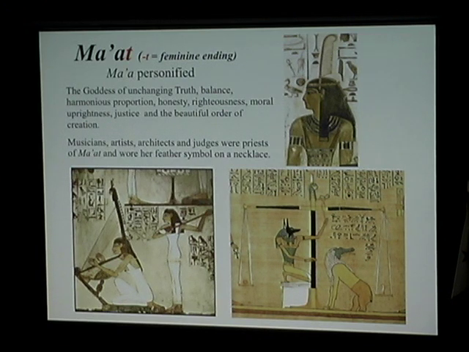Musicians, artists, architects, and judges actually were priests of Ma'at, and they wore this feather symbol on a necklace. Well, maybe we can understand why musicians and artists and architects might be interested in proper proportion. Musicians, of course, because the proportions of the ratio of a vibrating musical string determines the music that comes out of it. We see the Ma'at symbol on top of this instrument, and we see it on top of this scale here to indicate proper balance.